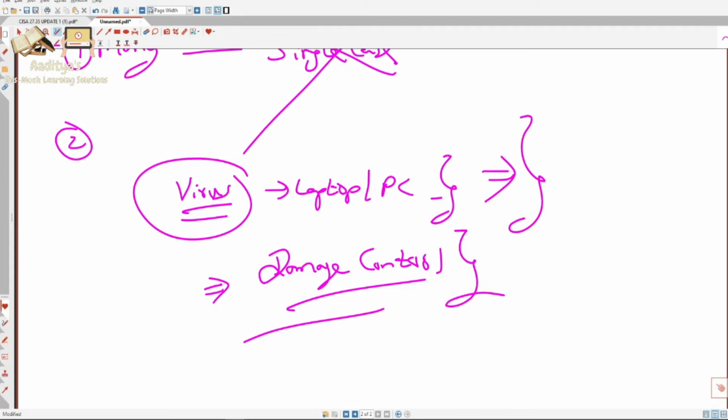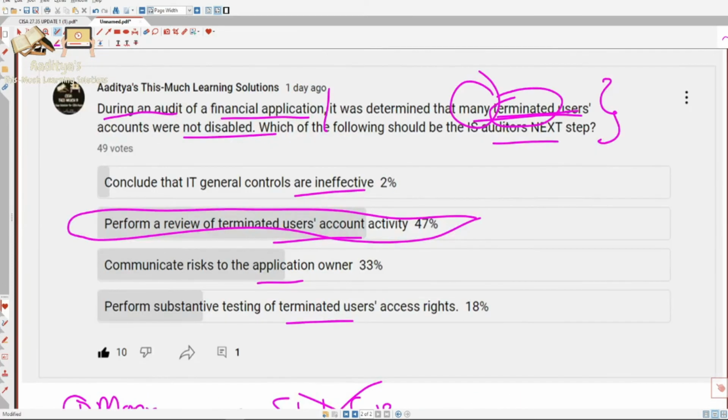A virus itself indicates a risk, right? Similarly here, your accounts are not disabled, that itself indicates a risk. What the users can do is a different story. But the fact being that the users' accounts were not disabled, that itself is a critical vulnerability.